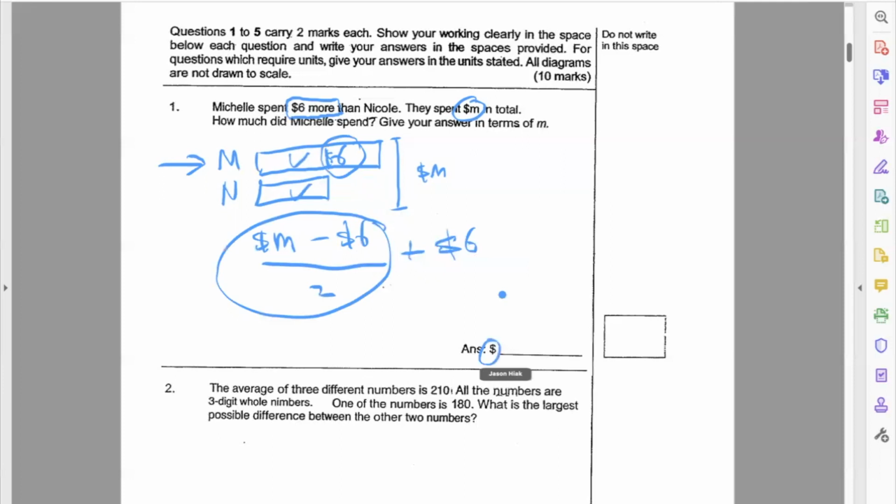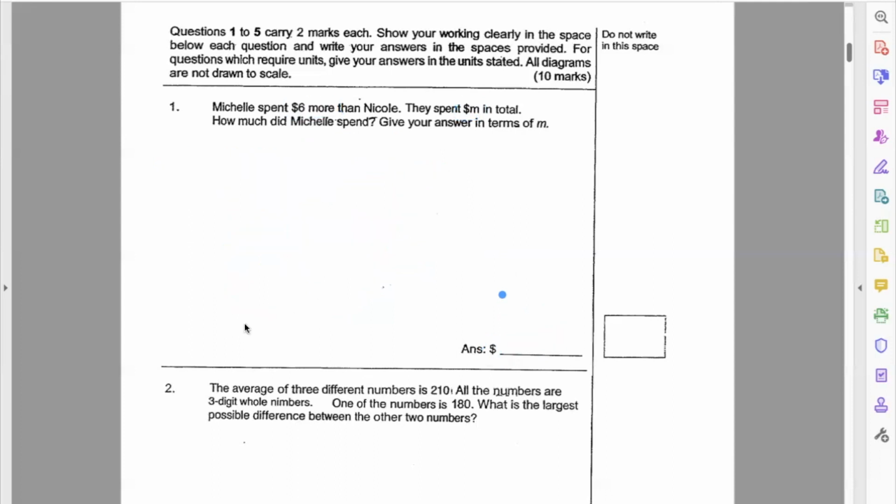the dollar sign is already here, so you don't have to indicate any dollar sign in your answer. So M minus 6 over 2 plus 6. So that's the answer. Now let's go on to the next question. We clear this and go on to the next question.